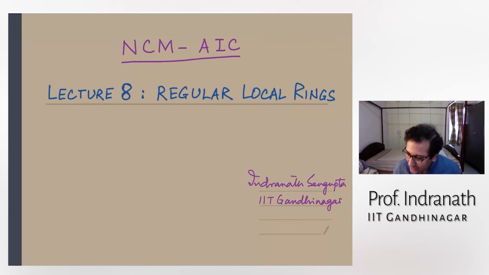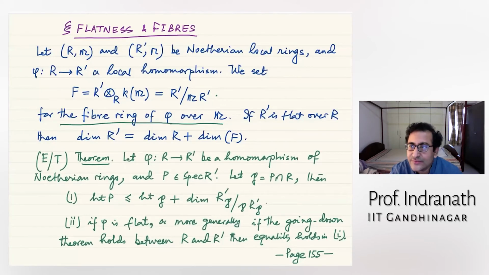I'll start with some basic things about regular local rings. If you remember, I was talking about the flatness and fiber conditions. So let me quickly take you there. This is what we were discussing in the previous lecture. I said that the conditions on R and R', where R and R' are Noetherian local rings, and the condition on this fiber ring. This is how it is defined, right? So let me highlight this F, and then how the properties can be read through the properties of R, R', and properties of F. That was the main topic that we were discussing.